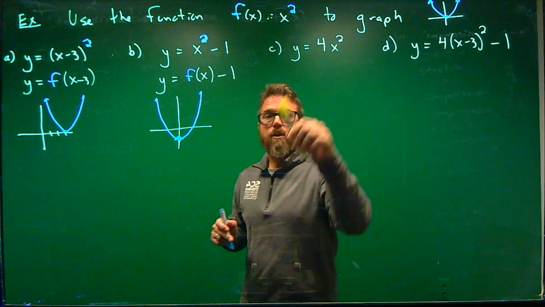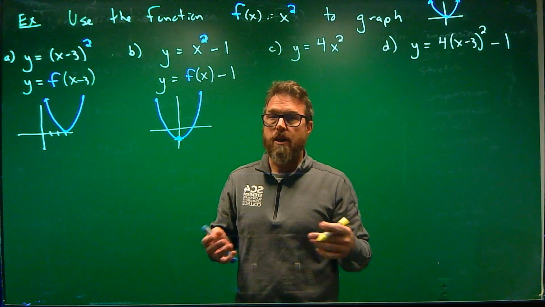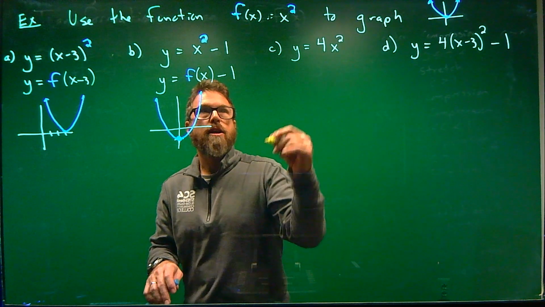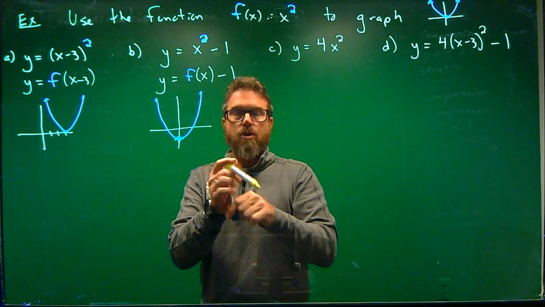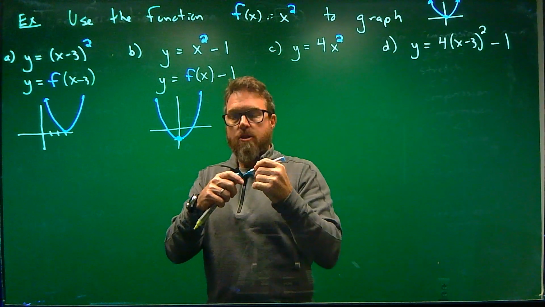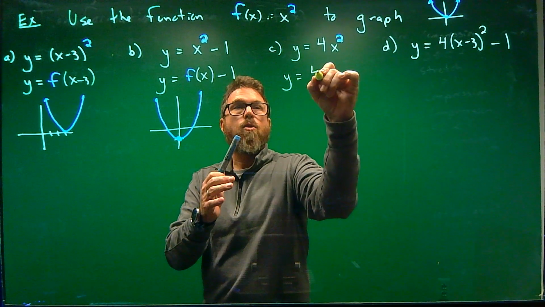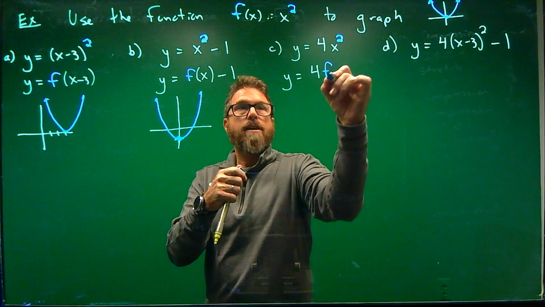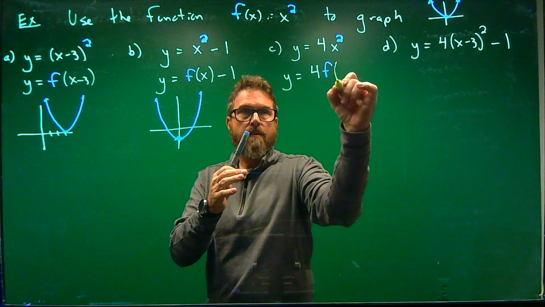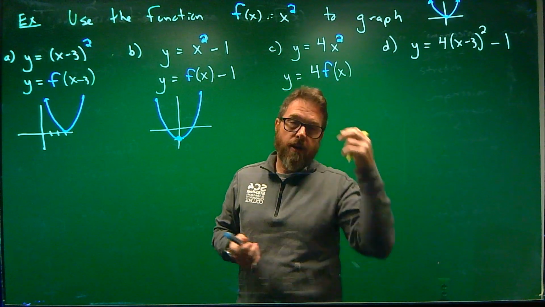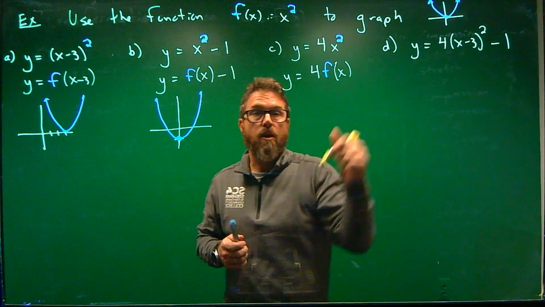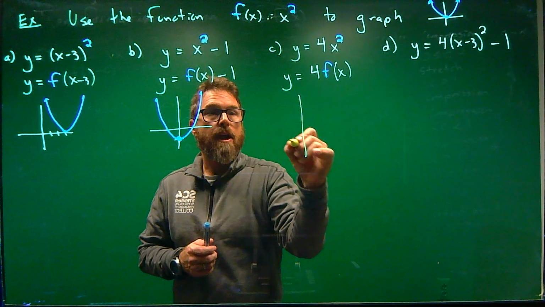Now this is a non-rigid transformation. I'm actually going to stretch it, and I'm going to try my darndest to make it look like a stretch. Notice that your squaring function is still here. So what we have is y is equal to 4 times f of x. And what I know is that it's just multiplying all the y values by 4, so taking my original function and multiplying them all by 4.